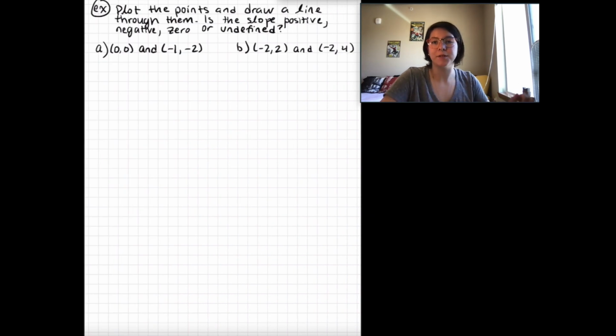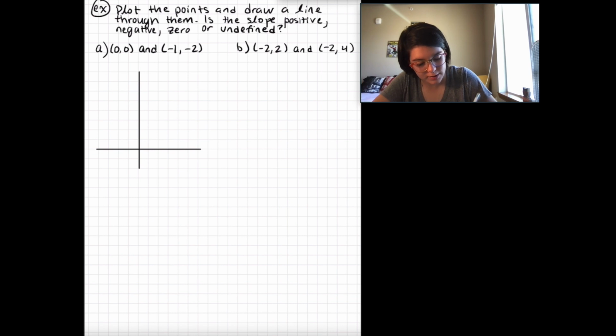So let's look at an example. We're asked to plot the points and draw a line through them, and then identify what kind of slope we have. So we have the point 0, 0. That means we start at the origin and we don't move up or down, or left or right. We're just right at the origin. For the point negative 1, 2, start at the origin, we go left 1, and we go down 1, 2. And then we can draw a line through those.